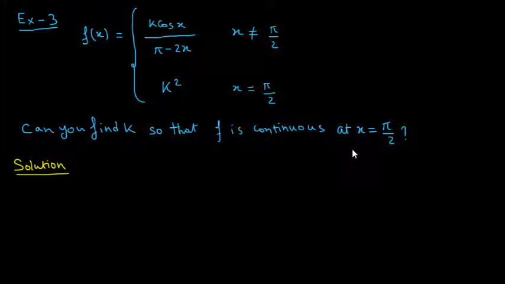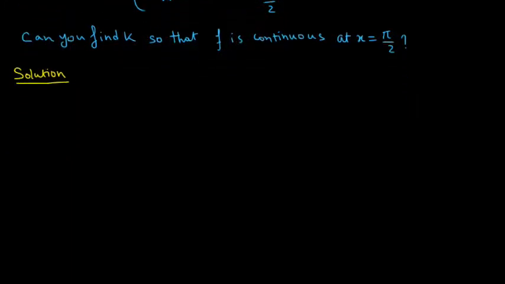fx is equal to k cos x upon pi minus 2x, where x is not equal to pi by 2, and k square where x is equal to pi by 2. Can you find k so that f is continuous at x is equal to pi by 2? So we have to find the value of k. Let us see the solution.